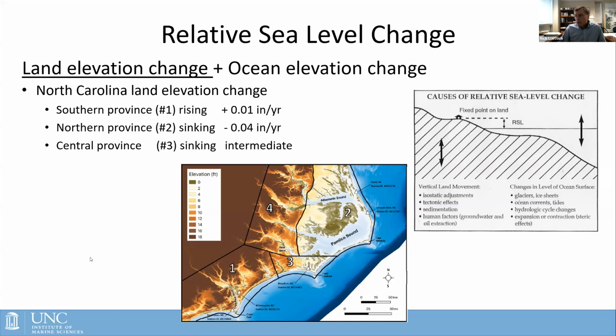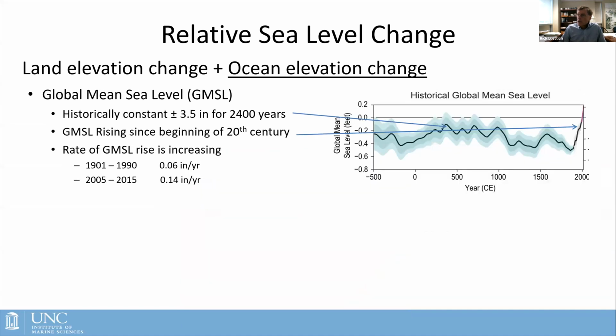So this is what we see happening as it relates to land elevation change. And it's good to keep these numbers, 0.01, a hundredth of an inch per year, in mind as we then switch and look at what ocean elevation changes look like over time.